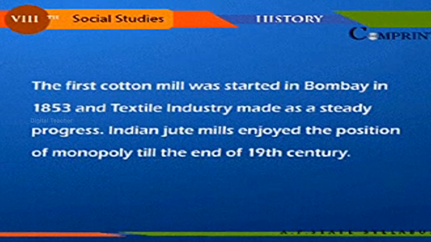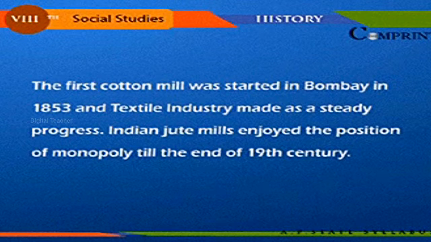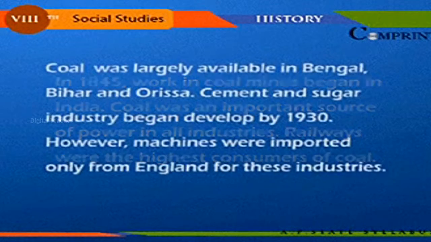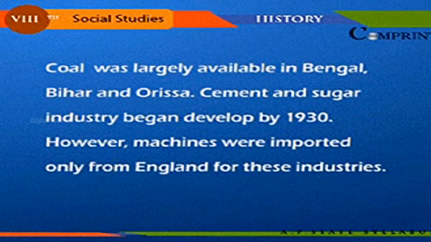The first cotton mill was started in Bombay in 1853, and the textile industry made steady progress. Indian jute mills enjoyed the position of monopoly till the end of the 19th century. In 1845, work in coal mines began in India. Coal was an important source of power in all industries. Railways were the highest consumers of coal. Coal was largely available in Bengal, Bihar and Orissa.